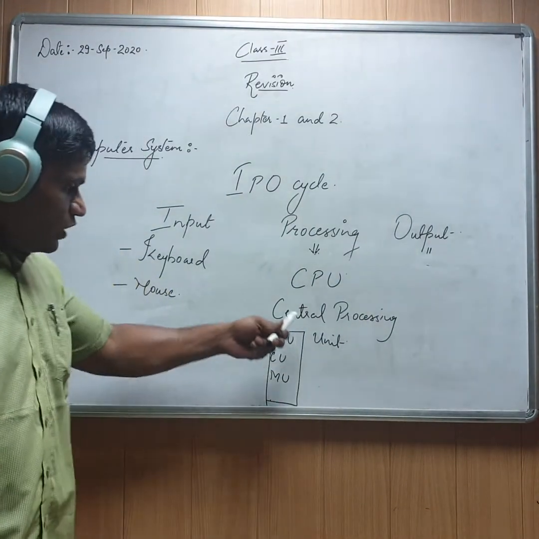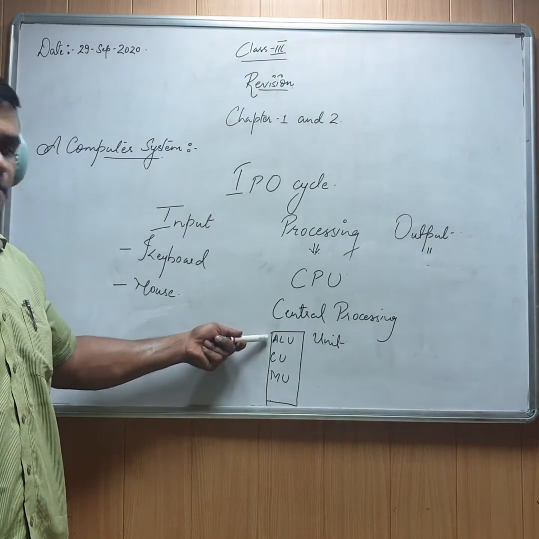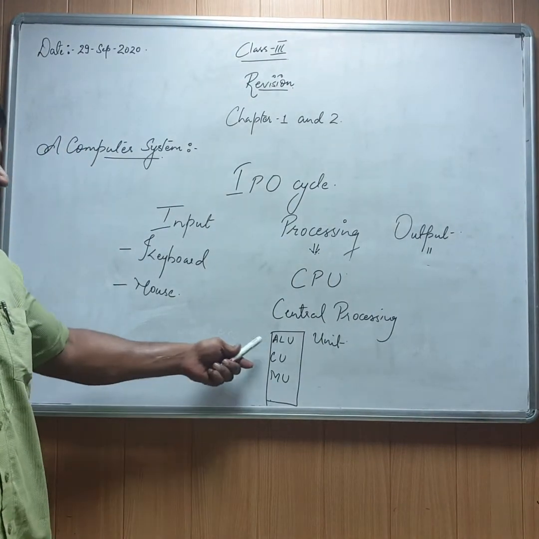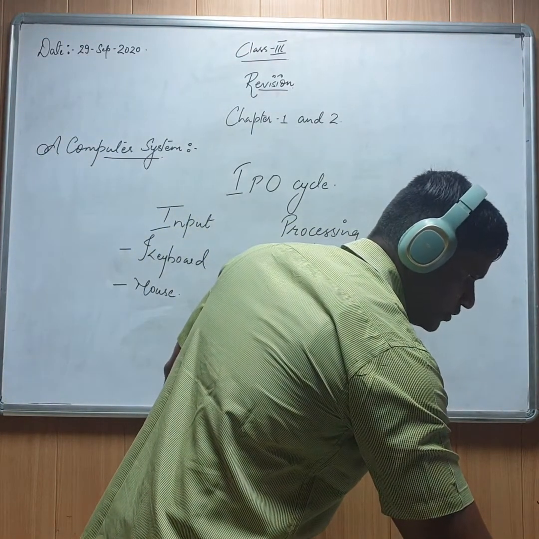memory unit. All this work is controlled by the control unit, and the calculation, comparison, and processing work is done by the ALU, the arithmetic and logical unit.